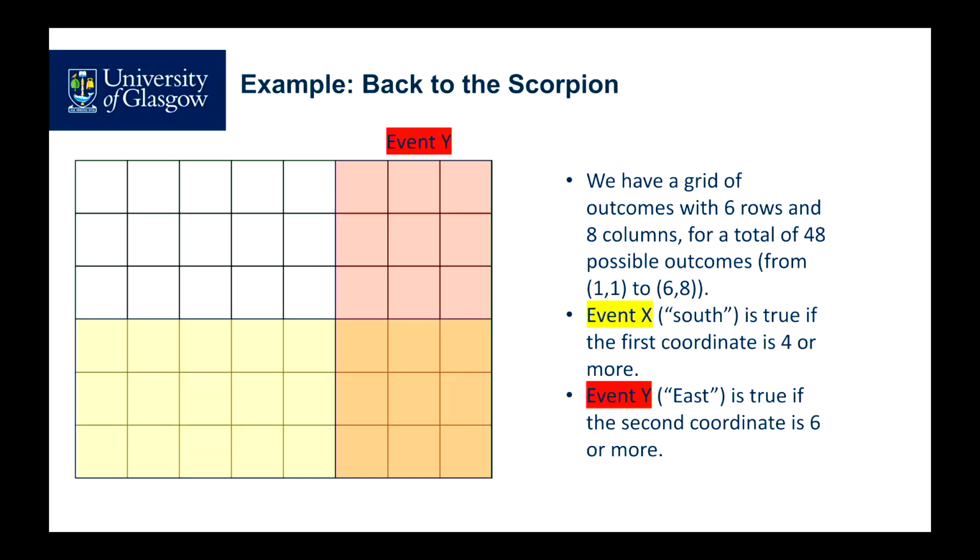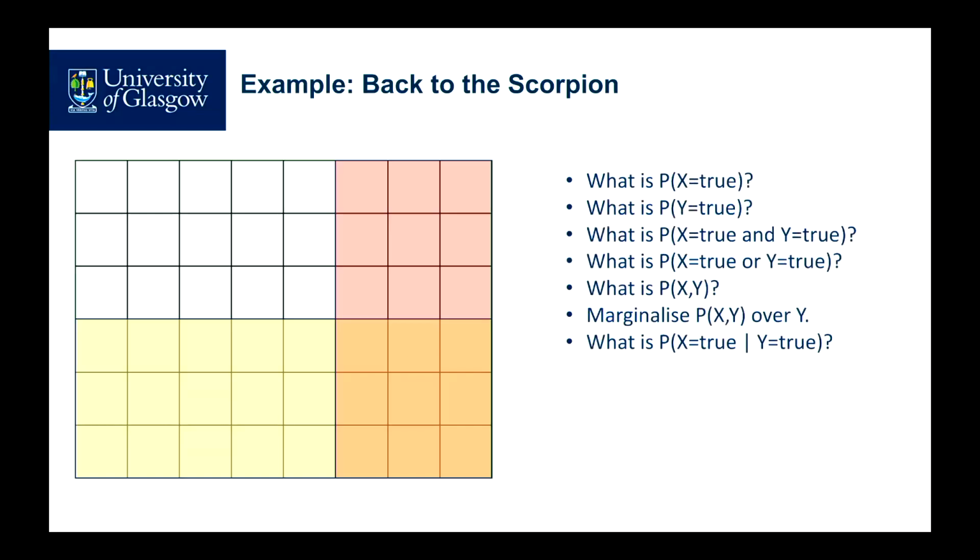So effectively that's all the yellow ones here. Then we can define an event that we're going to call east, the event y, that is true if the second coordinate is 6 or more. So that's all the red ones there. Okay. So again, if we look at this diagram, we can calculate the probability of x being true. You need to count all of the grid cells for which it is true versus all of the grid cells for which it's false. So you can see this is exactly half in this case. So the probability that x is true is 0.5 according to this diagram.